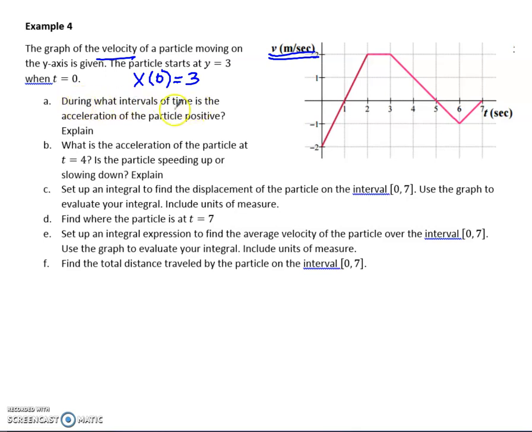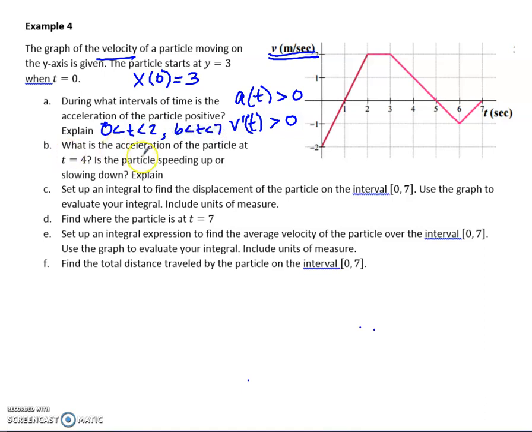So during what intervals of time is the acceleration positive? Well, if you're looking for when acceleration is positive and you have a graph of the velocity, remember, acceleration would be the derivative of this. So you're really looking for when the derivative of this graph is positive, or slope. Acceleration is slope of the velocity. So when is my slope positive? Here and here. So I'm positive from 0 to 2 and from 6 to 7.